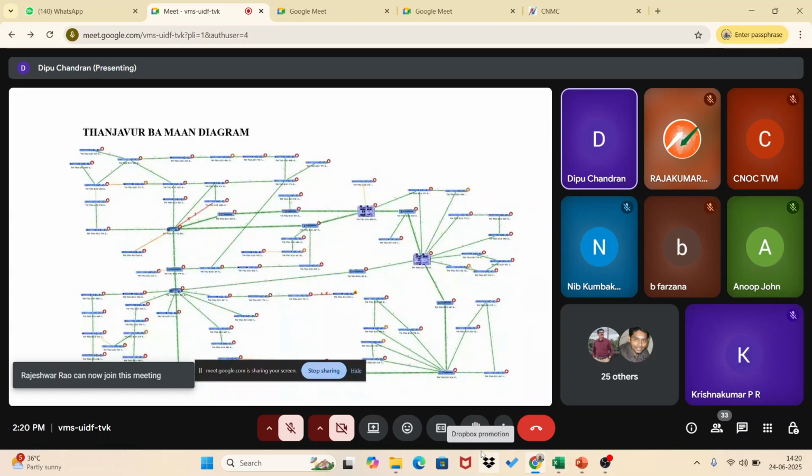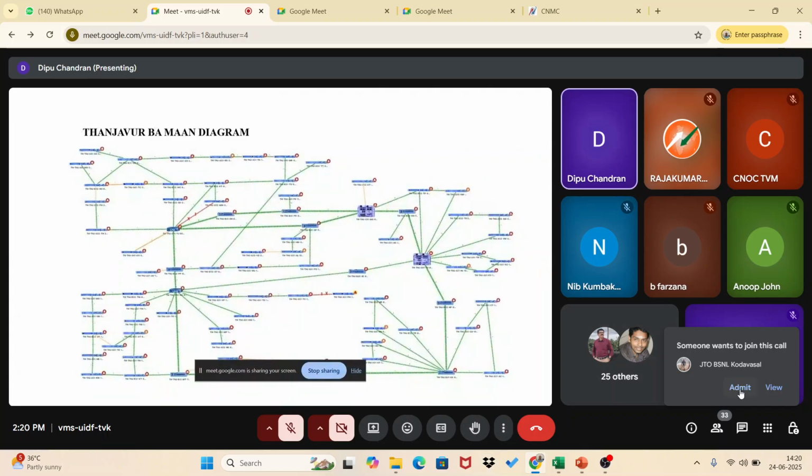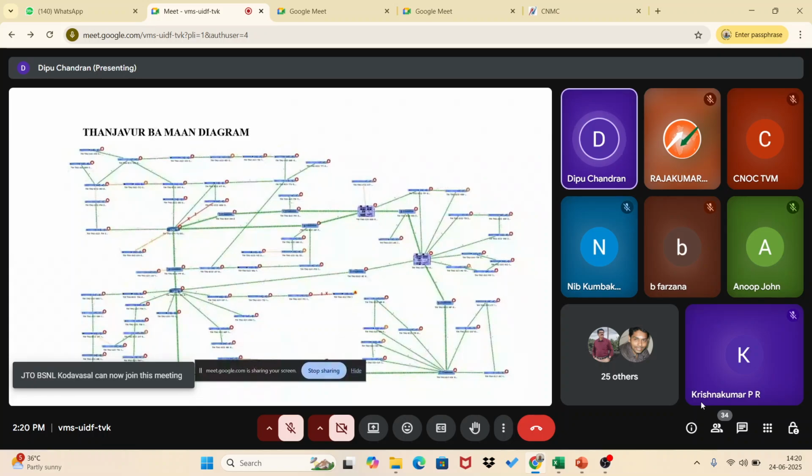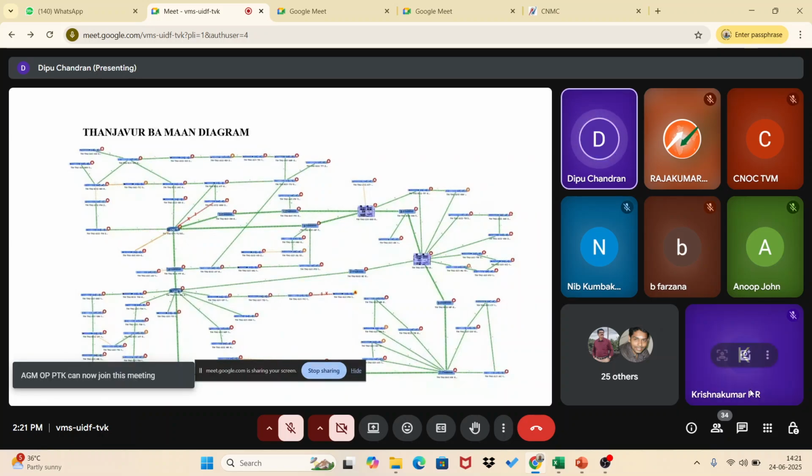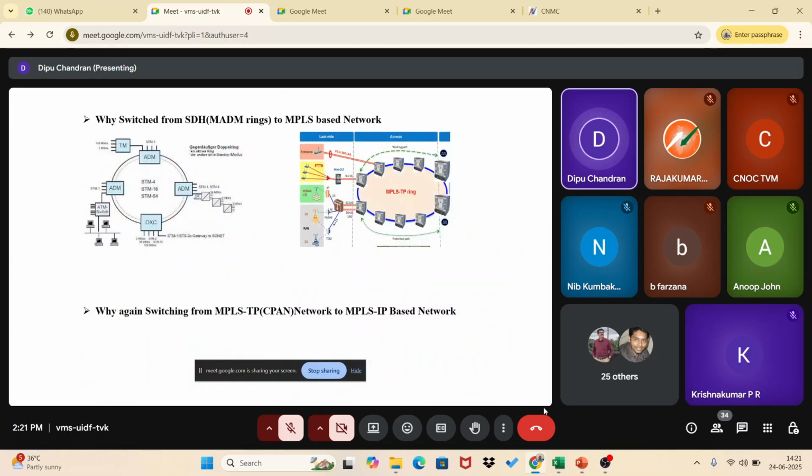It is a geographically vast area, and in one way it is better connected than other places. Maybe after our discussions it can be improved at a later stage if fiber availability is there. This is what I saw in the EMS. This is the connectivity. We will start from the basic things. We are still using STM1 CPs, and even MADMs are working in some places.